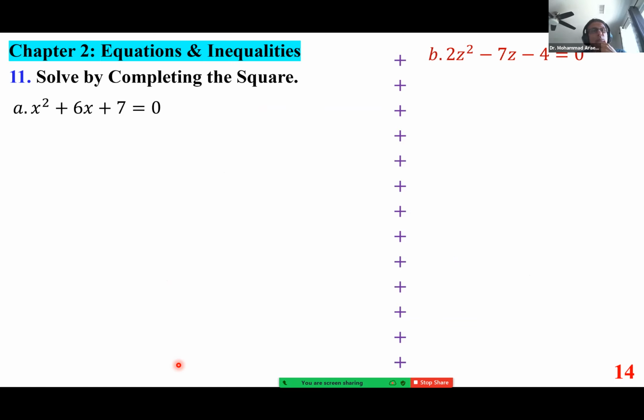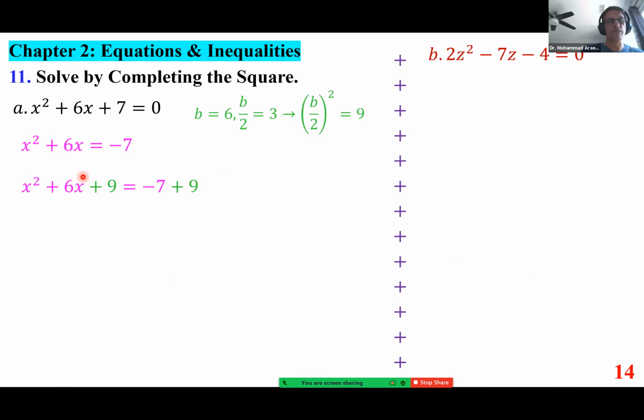So solving this by completing the square, first and foremost, we are going to move the 7. Notice b is what number? 6 divided by 2 and square it. You get 3 squared, which is 9. We are going to add 9 to both sides. And what happens to the left, you always have x plus b over 2. Whatever the sign is, since the sign of this is positive, so plus 3. And the right side, they add up to 2.